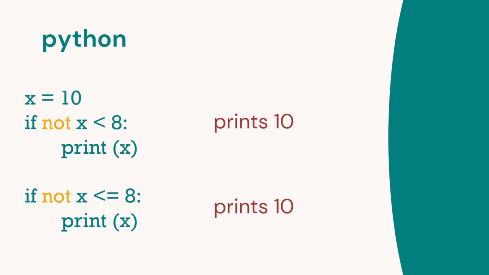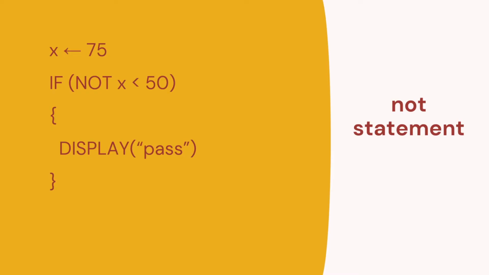So not reverses what the condition does. If we have X greater than, it changes to less than or equal to, or if we had less than or equal to, it would change it to greater than. We can see the pseudocode here, and let's move on to AND.